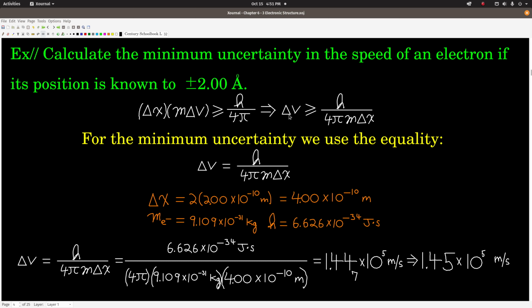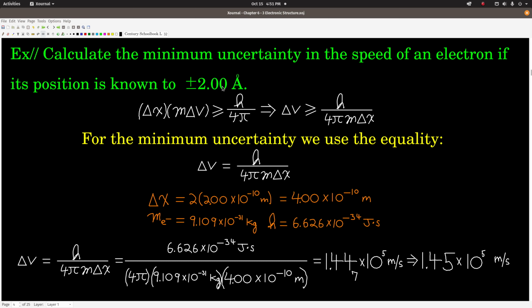We want the delta V, the uncertainty in the speed. I've noticed I pulled the m out front of the delta because it's constant for us. So because we want the minimum uncertainty, we use the equality, make this an equals. Okay, so what the uncertainty principle says is that the uncertainty in the speed has to be bigger than or equal to this. The smallest it can be is what we're going to calculate. And so all we do is plug in Planck's constant, 4 pi. The mass of an electron is 9.109 times 10 to the minus 31st kilograms. Notice the uncertainty in the position. Okay, we're told we knew it within plus or minus 2 angstroms.